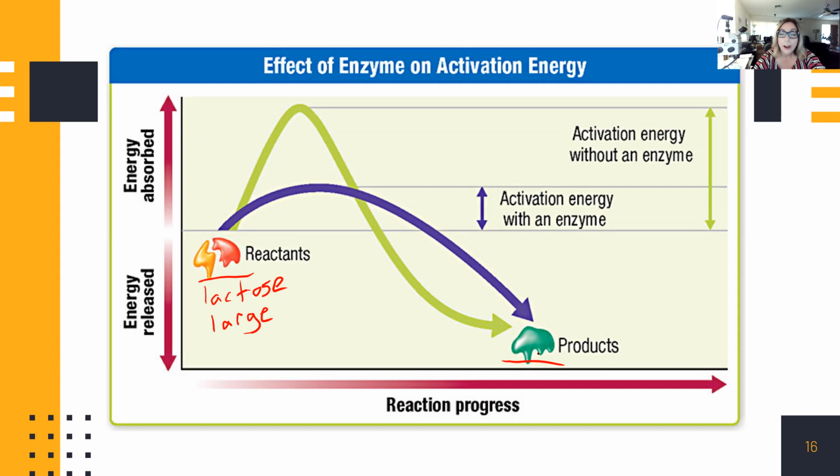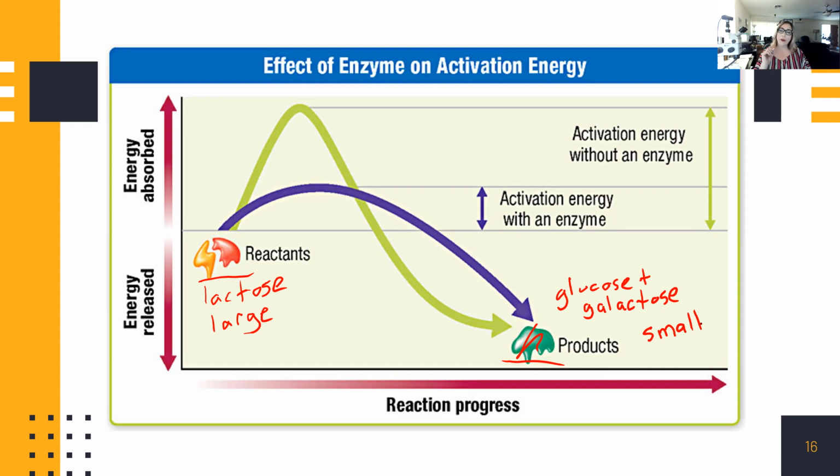We'll just say large. What you end up with, we're going to cross that out, would be glucose and galactose, right? They are small molecules. You've broken lactose apart. These are small molecules. They do not have a lot of potential energy because they don't have as many bonds. So when you break up lactose into those two monosaccharides, you're giving off energy.